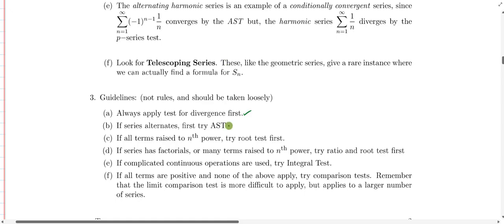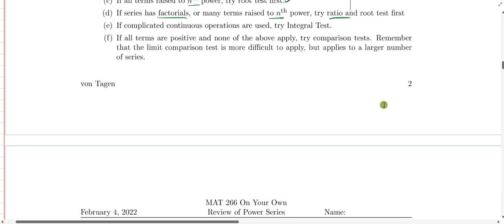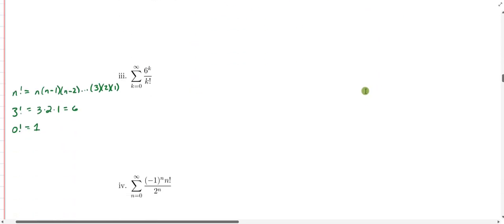The series, I don't believe, alternates. No, it does not. And we can't use the root test because we don't have them all to the same power. So I would recommend, at this point, the series has factorials and terms raised to the nth power or something like that. Let's try the ratio test on this. So let's go ahead and do so.